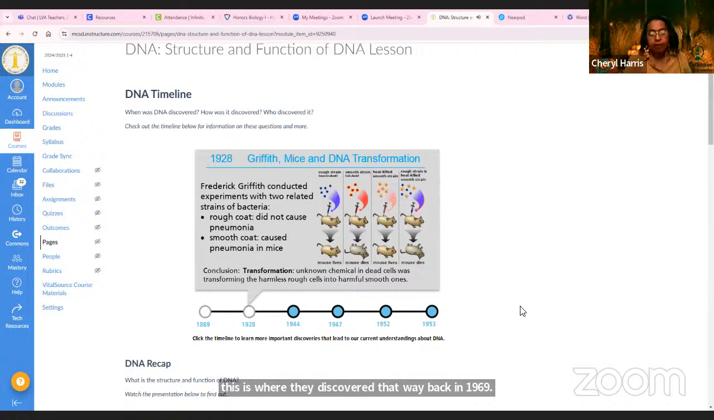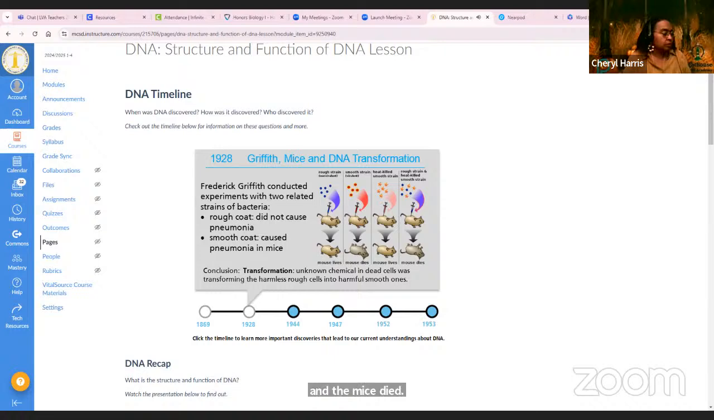Griffith, mice and DNA transformation. Frederick Griffith conducted experiments with two related strains of bacteria. Rough coat bacteria did not cause pneumonia in mice. You can see this in the first column of the diagram. Smooth coat bacteria did cause pneumonia in mice, and the mice died. The reason for this is that the smooth coat actually protects the bacteria from the mouse's immune system.